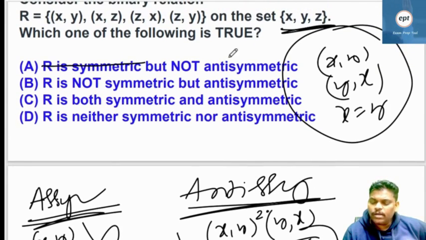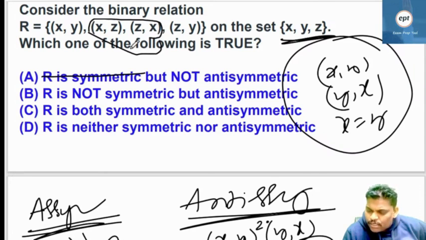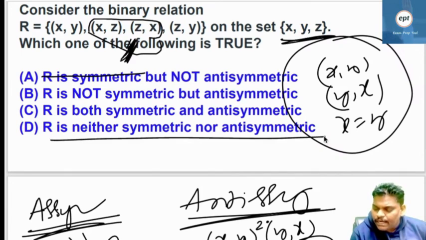Now he's asking which one of the following is true. Everyone listen. xy is there. This is the case where it fails: xz is there, zx is there, but x is not equal to z. Because of this, it is not anti-symmetric. R is not symmetric because xy is there but yx is not. So R is neither symmetric nor anti-symmetric.